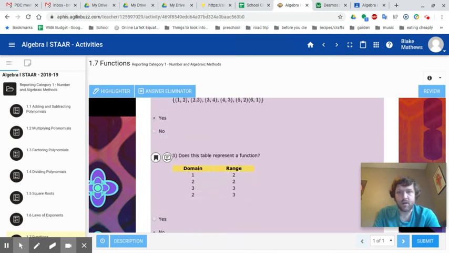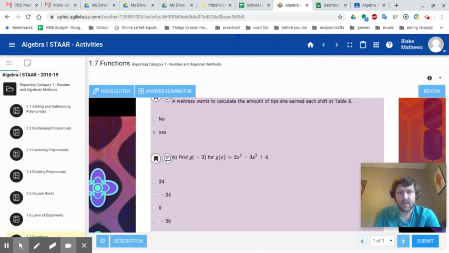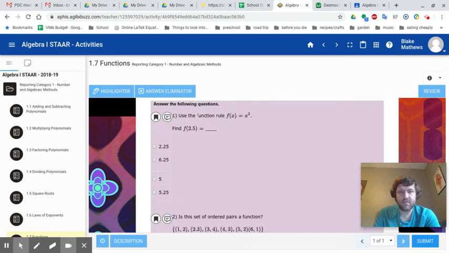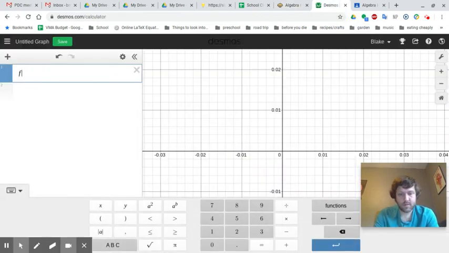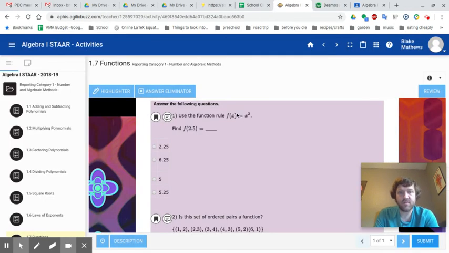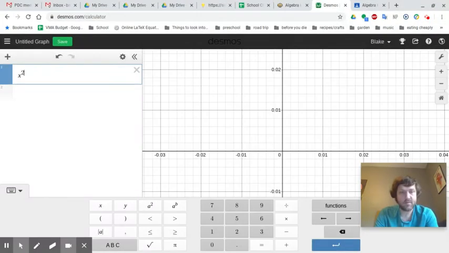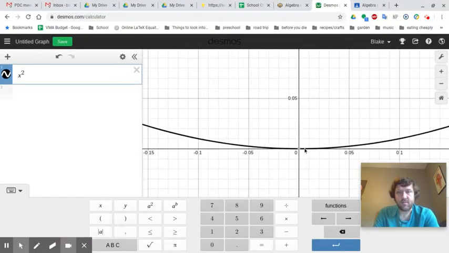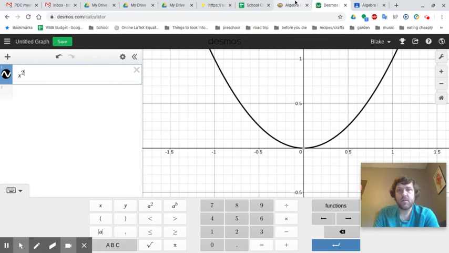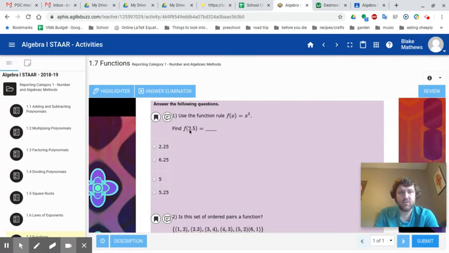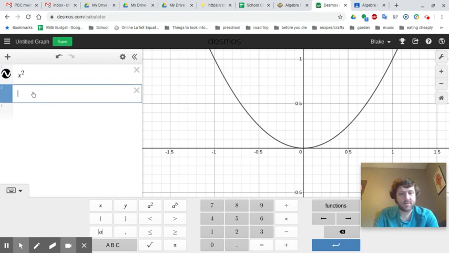All right, so we're going to jump all the way back because there's 2 other types of problems that are really straightforward. It says use the function rule f of x equals x squared. So let's go over to Desmos. And instead of typing this whole thing in, we're just going to type x squared in. X squared. And then I'm going to zoom out a little bit so you can see this graph. Okay. So it wants to know what is the value at 2.5. So I'm going to type x equals 2.5.